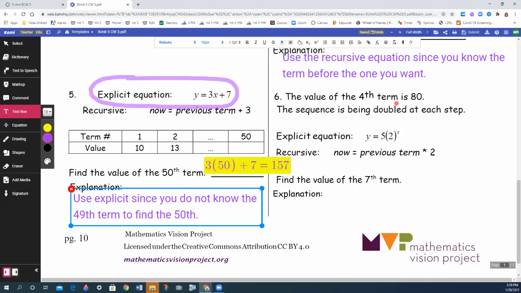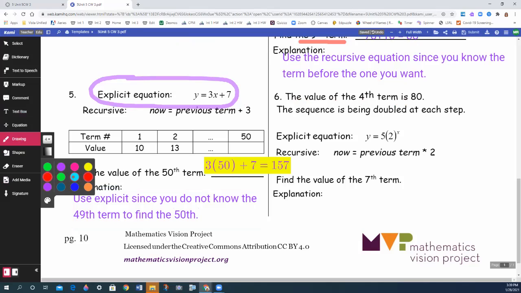The value of the 4th term is 80. Okay, so hold on. The value of the 4th term is 80. And the sequence is being doubled each time. So we're timesing by 2. And here you see the explicit equation. Okay. And the recursive says now f of n equals previous f of n minus 1 times 2. And we want to find the 7th term.